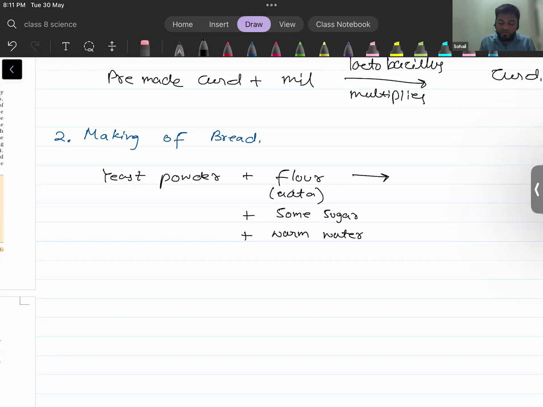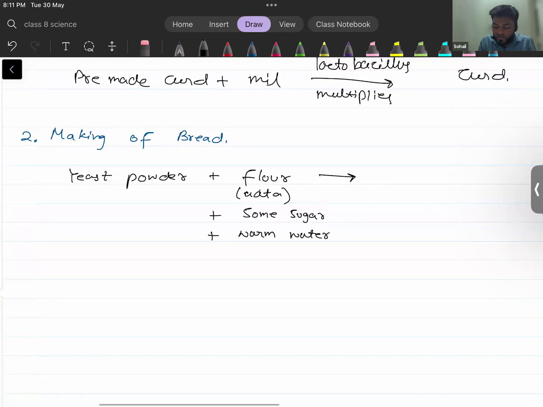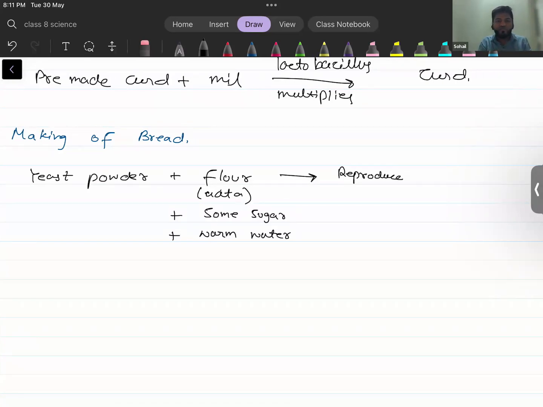Now what will happen? This yeast has got a very good environment to multiply further. So it will start to reproduce. Reproduce means it is basically multiplying from 1 yeast to 2 yeast, from 2 to 4, 4 to 8. The number is just multiplying, it is increasing there.